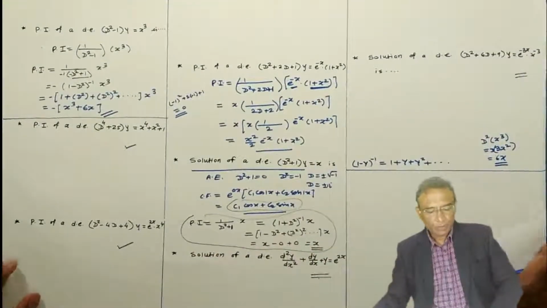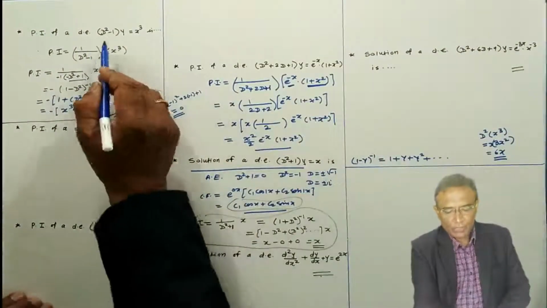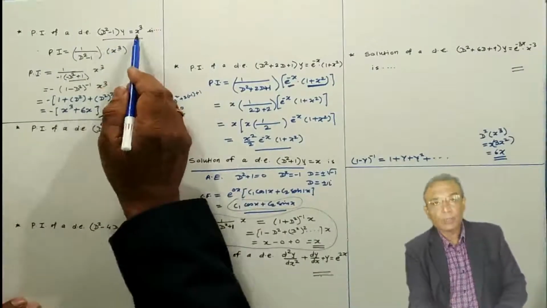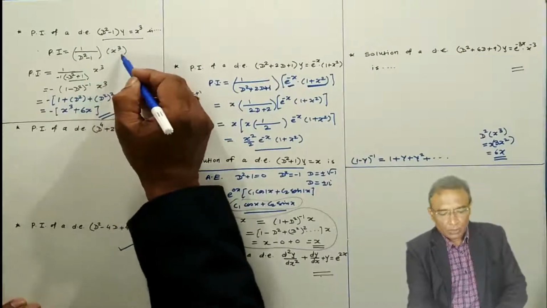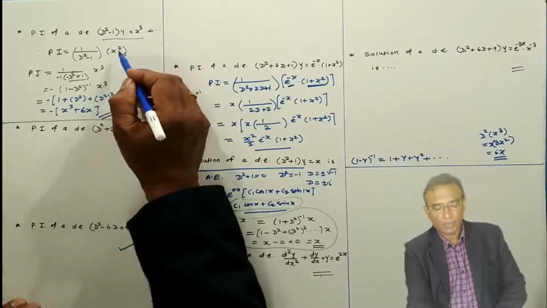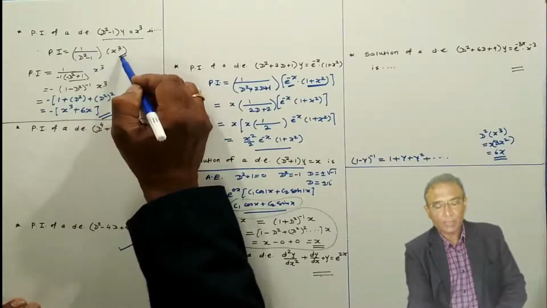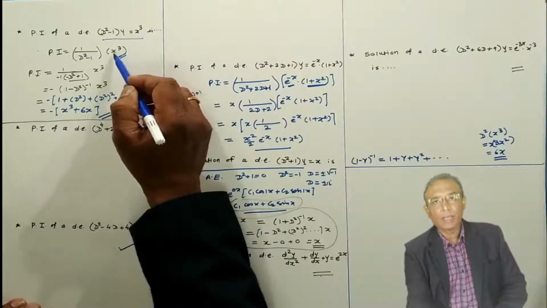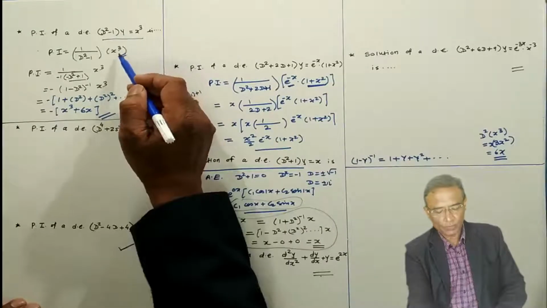See here, the particular integral of the differential equation. This differential equation is given to you, and the particular integral of this differential equation we have to find. But here x cube is an algebraic function, and this operator I am operating on the algebraic function x raised to power 3. Maybe here x to the power 1, x to the power 2, or x to the power 3, x to the power 4, whatever.